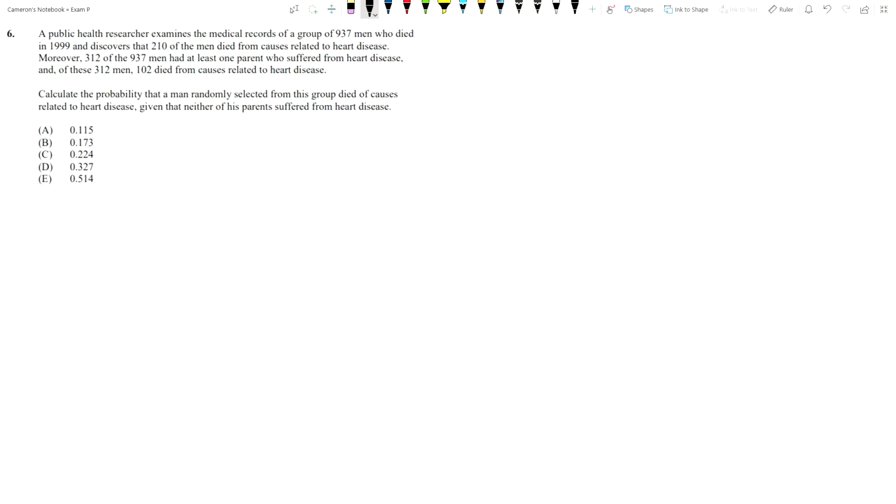Then, they ask us to calculate the probability that a man randomly selected from this group died of causes relating to heart disease, given that neither of his parents suffered from heart disease. In our question, we can see that we'll need to use conditional probability. I'll put the formula for conditional probability up here for us to see.